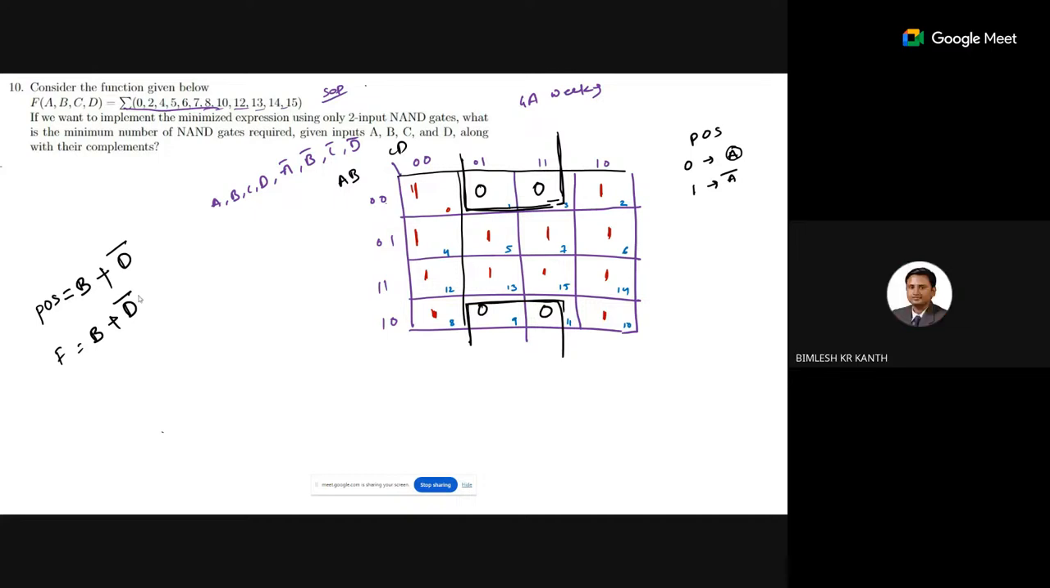Why B plus D star here? Because you're taking POS, right? So that's plus, not multiply. Correct.